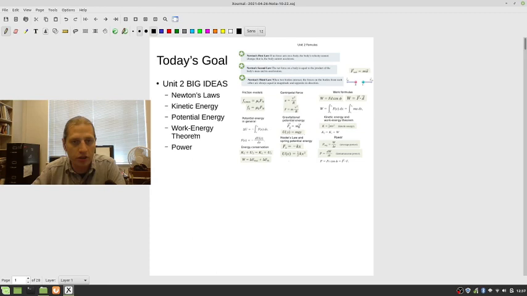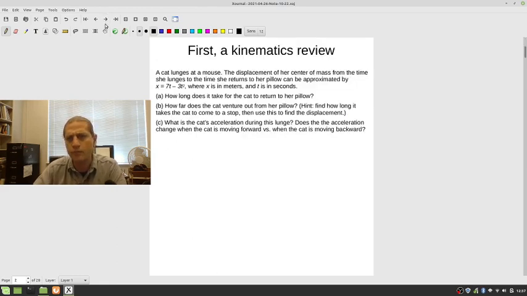The work energy theorem, so the idea being that the change in your kinetic energy of an object depends on how much work you do on the object. So it's establishing a sort of an equivalence between work and energy, work being your force times your distance, and then finally just a little bit on power, which is the amount of work that you're putting in the system per unit time. So those are all the big ideas that we're going to do today.